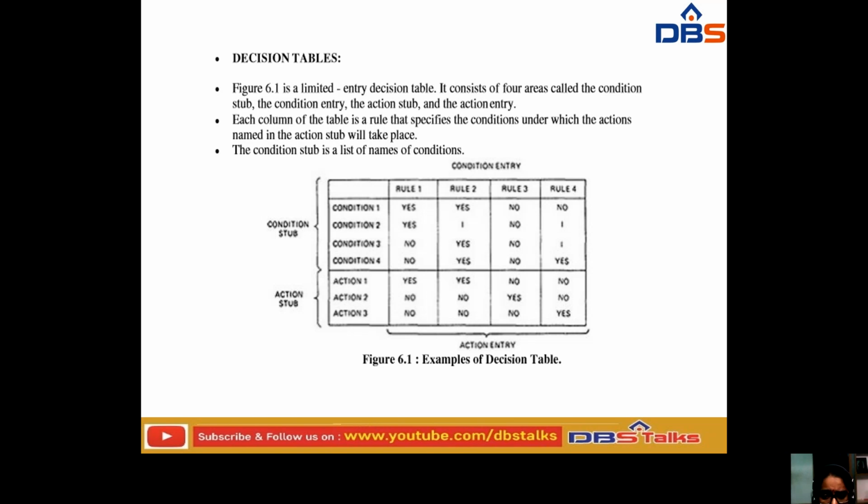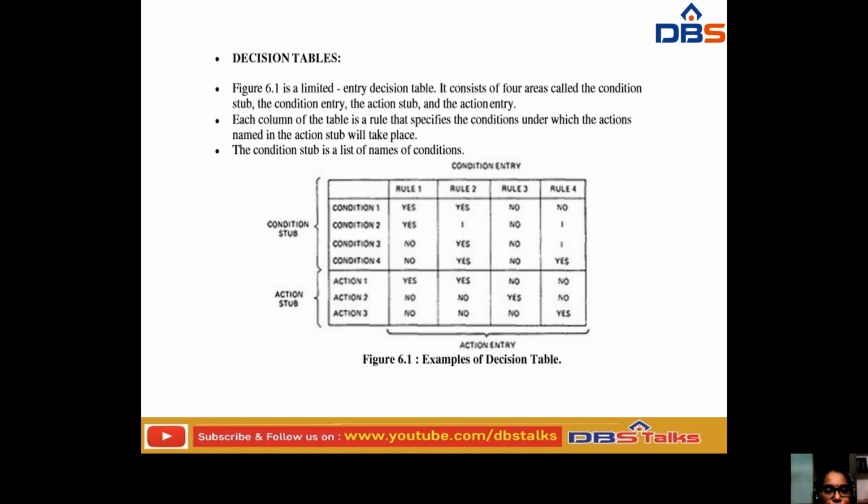In this condition also, if it is going to take rule 1, rule 2, rule 3 and rule 4, in condition 4 it is not applying rule 1, so we wrote N. Here in condition 4 it is applying rule 2, so we wrote Y. In condition 4 we are not applying rule 3, so we wrote N. And in condition 4 we are applying rule 4, so we wrote Y.